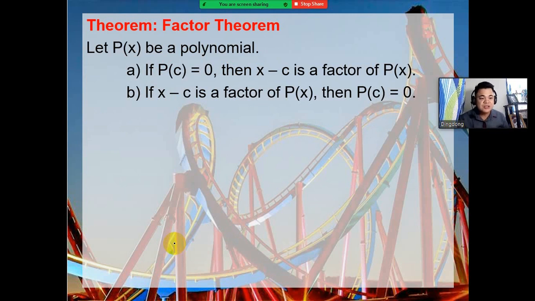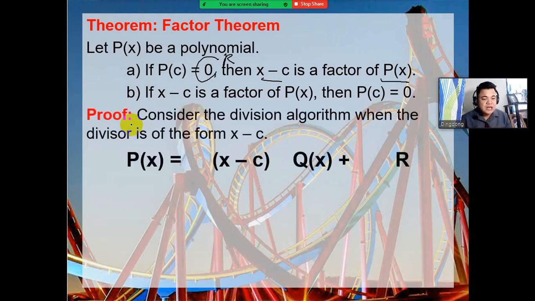If x minus c is a factor of P of x, then P of c is equal to 0. So in this case, the remainder is 0. If the remainder is 0, it says here that x minus c is a factor of the polynomial function of x. Again, in the previous theorem, we have a non-zero remainder. That's the one that we are using. But in this case, for you to say that the binomial or the divisor is a factor of P of x, the remainder must be 0. Now, let's have the proof.